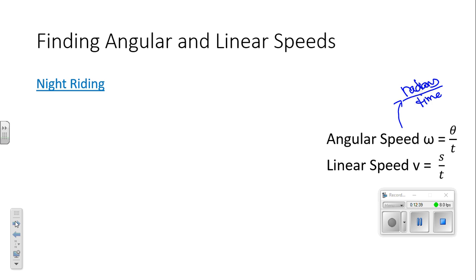So, in order to find your angular speed, it's equal to theta divided by time. Okay? No big deal. We just figure out what the revolution or the radians per unit of time is. The linear speed is going to be equal to our arc length divided by time. But what's the arc length equal to? What was s equal to before?